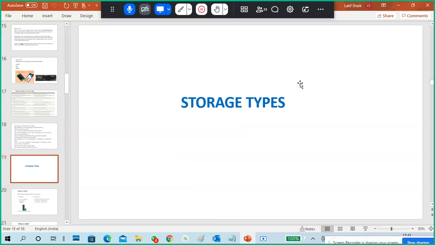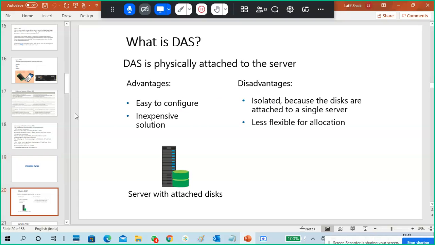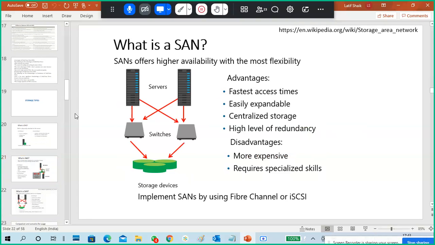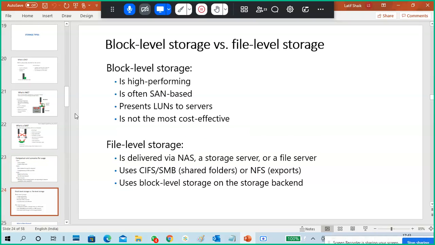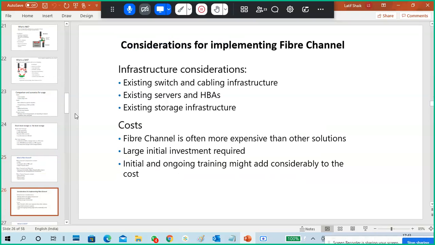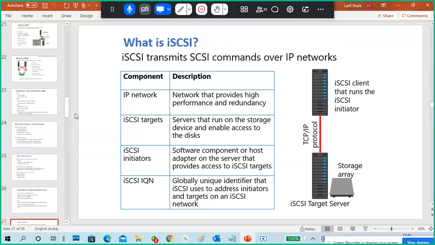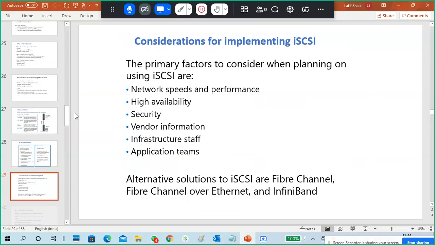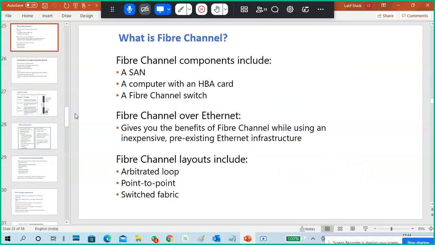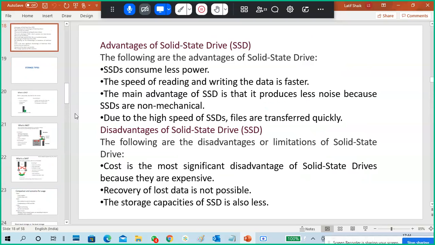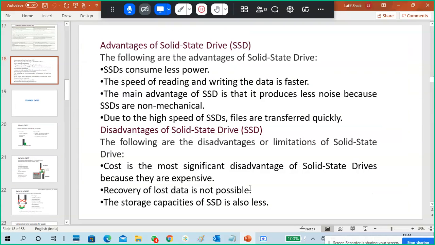Okay, guys, take a 10 minute break, just a 10 minute break. I will explain the storage types and we'll leave for today. There are a lot of things to discuss, so I will discuss only the storage types today. Take a 10 minute break. That's enough.